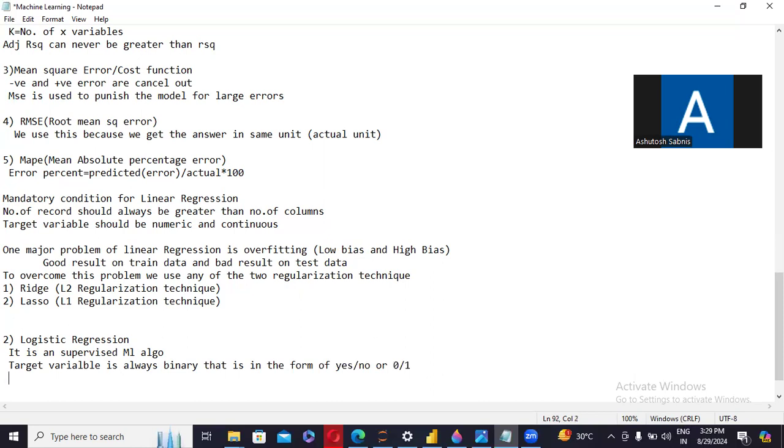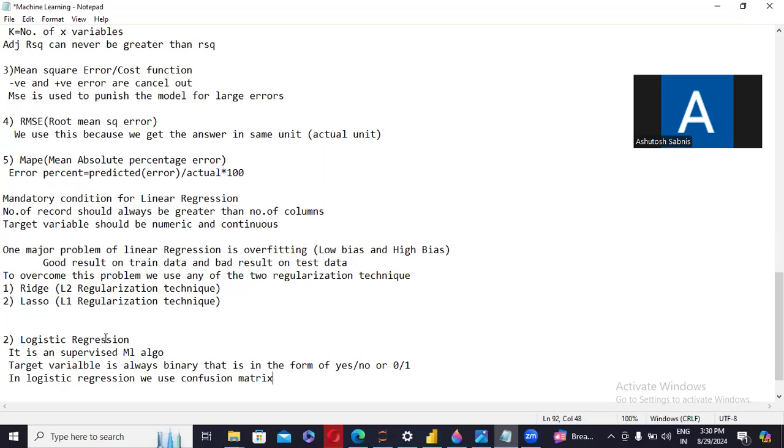In logistic regression, we use a confusion matrix. So what is a confusion matrix? I will explain it to you just after a few minutes. So why is the confusion matrix used? A confusion matrix is used in any classification supervised learning, right? So the confusion matrix will be used to evaluate the logistic regression model.